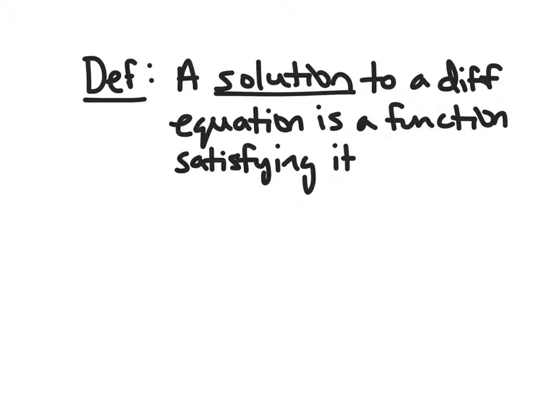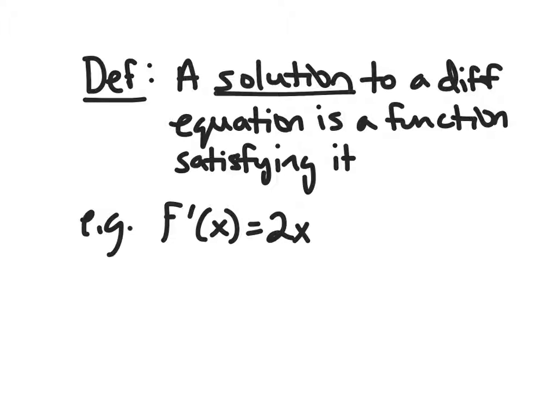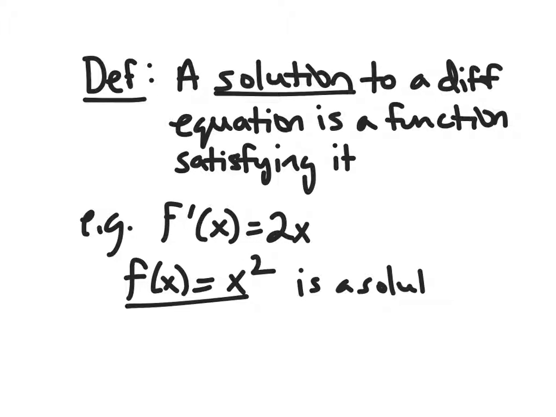Since these are equations, they should have solutions in a perfect world. So what is a solution to a differential equation? It's just a function that satisfies that equation. Let's think back to an example: f prime of x is 2x. Can you find a function f such that this is true? Sure. We have talked about this with the reverse power rule. If you choose f of x to be x squared, then f prime of x is 2x. So f of x equals x squared is a solution in this case.